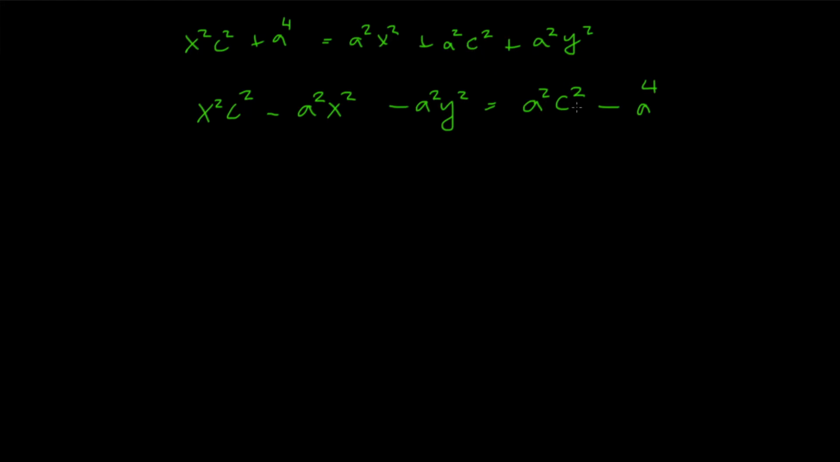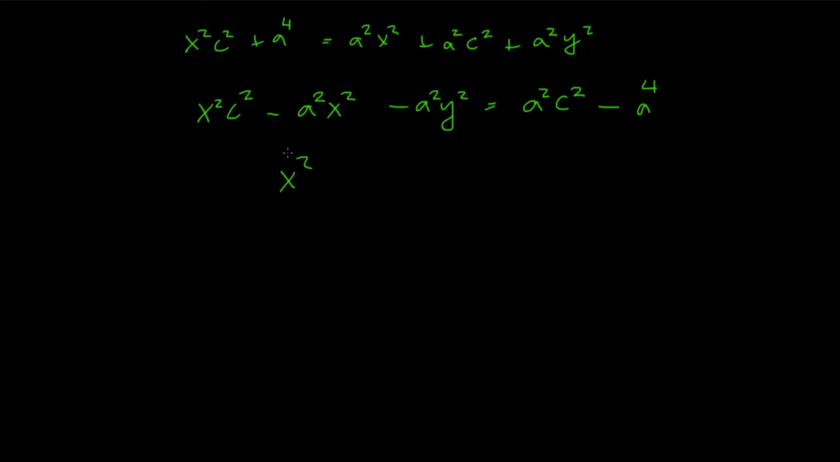We have the a squared c squared, the a to the 4th, we have the a squared x squared, we have the x squared c squared, and we have the a squared y squared. So yep, these two equations are the same, just with things moved around. I have all the x's and y's on the left-hand side, and I have some constant on the right-hand side. I'm going to factor a little bit. I'm going to take the x squared out of these two terms.